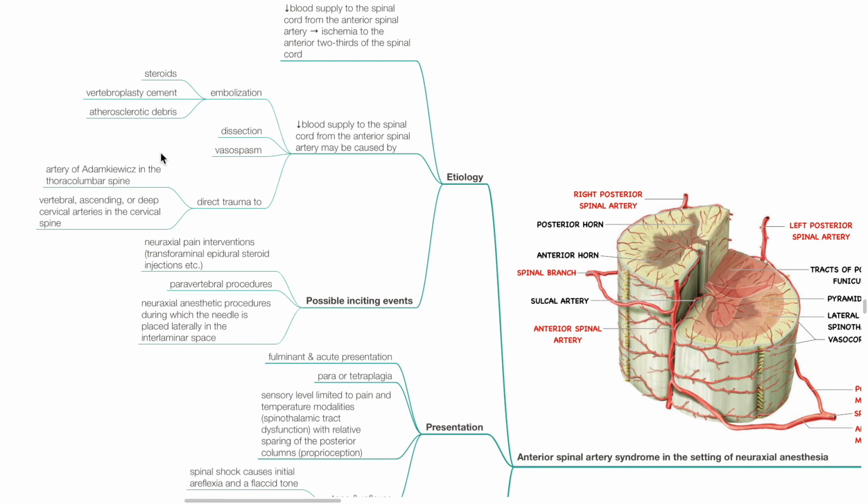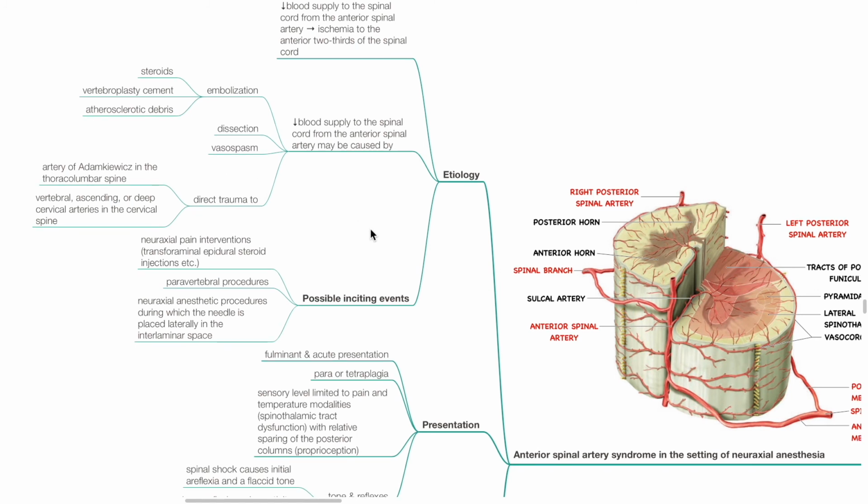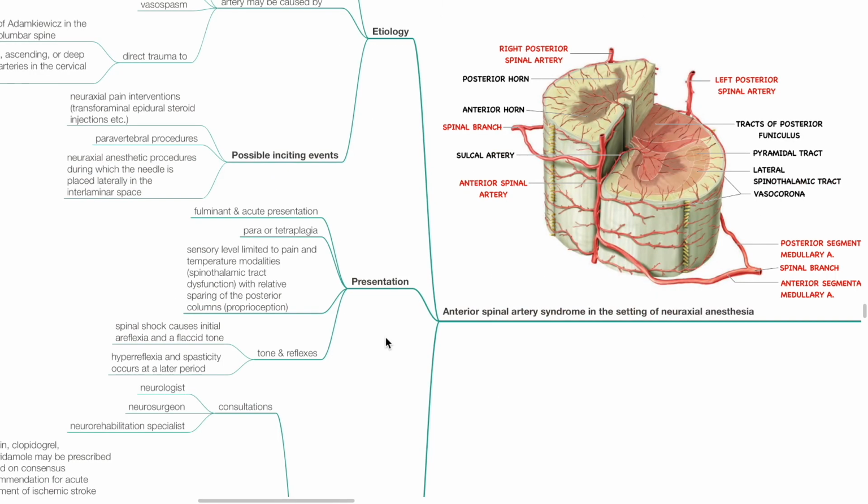Examples of inciting events include neuraxial pain interventions such as transforaminal epidural steroid injections, paravertebral procedures, and neuraxial anesthetic procedures during which the needle is placed laterally in the interlaminar space. The presentation is fulminant and acute. The patient may present with para or tetraplegia. Sensory level is limited to pain and temperature modalities, with relative sparing of proprioception. Tone and reflexes. Spinal shock causes initial areflexia and a flaccid tone. Hyperreflexia and spasticity occurs at a later period.